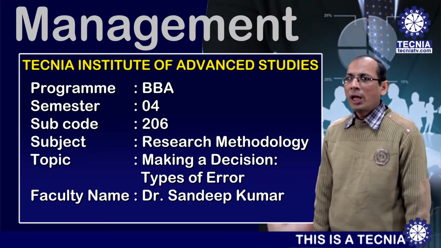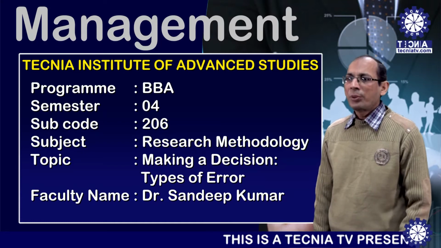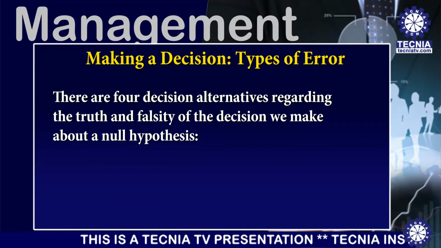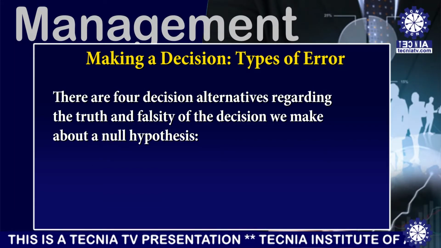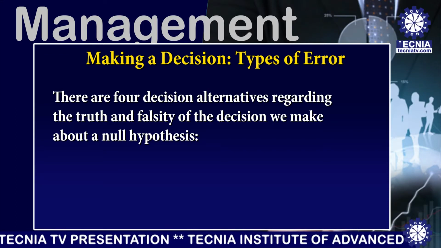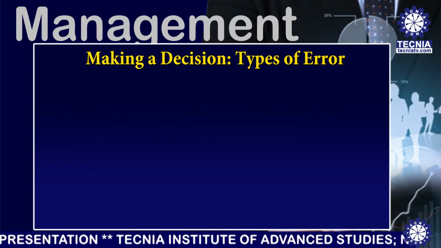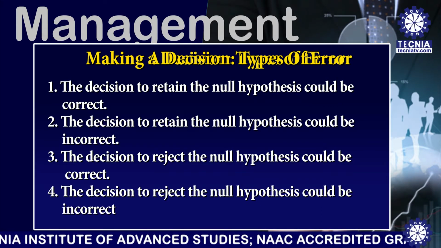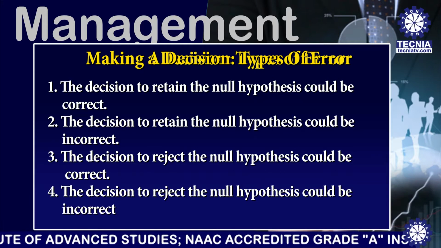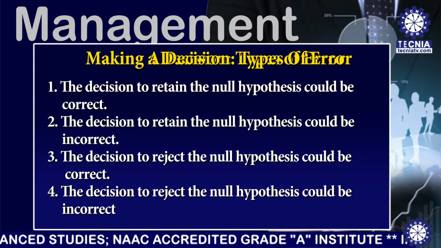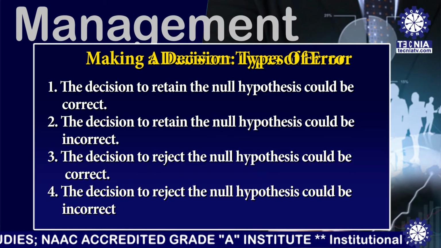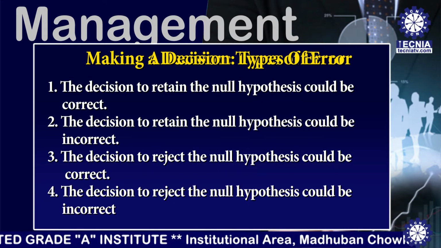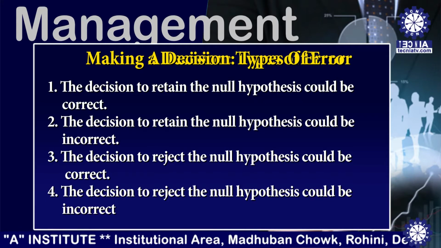Sandeep Kumar. Today I will discuss types of error in hypothesis testing. There are four decision alternatives regarding the truth and falsity of the decision we make about a null hypothesis. First, the decision to retain the null hypothesis could be correct. Second, the decision to retain the null hypothesis could be incorrect. Third, the decision to reject the null hypothesis could be correct. The fourth point is the decision to reject the null hypothesis could be incorrect.